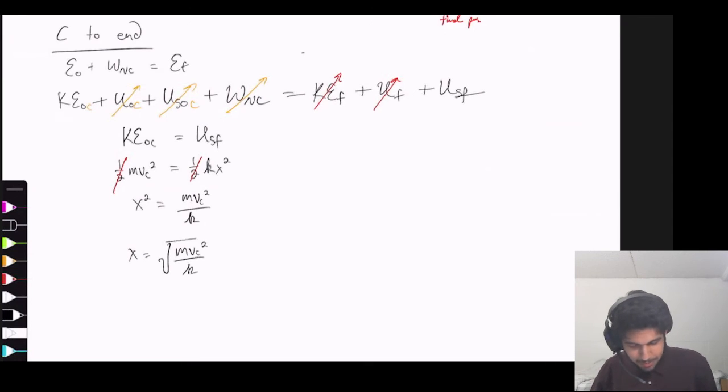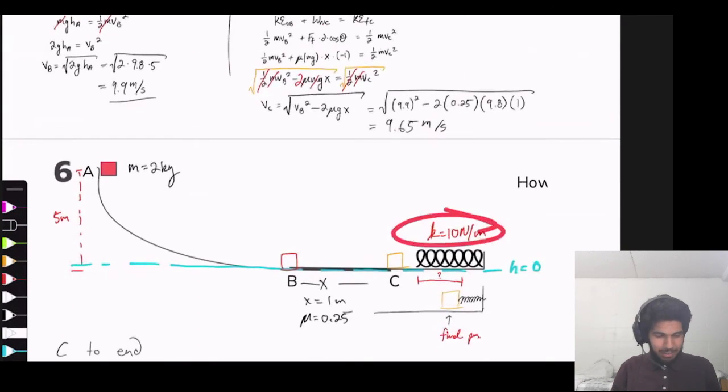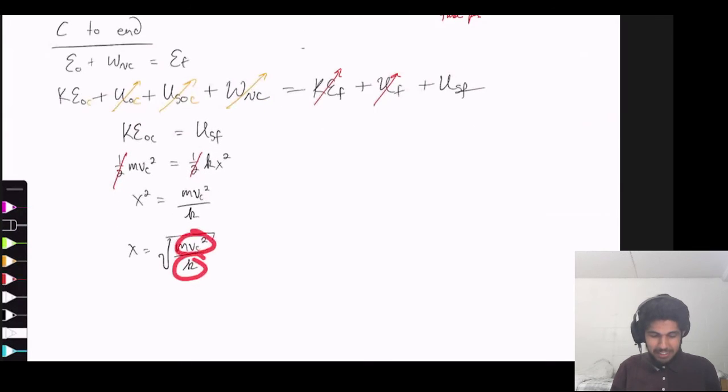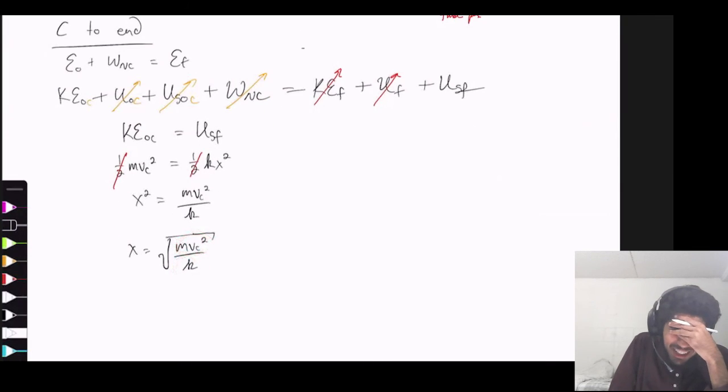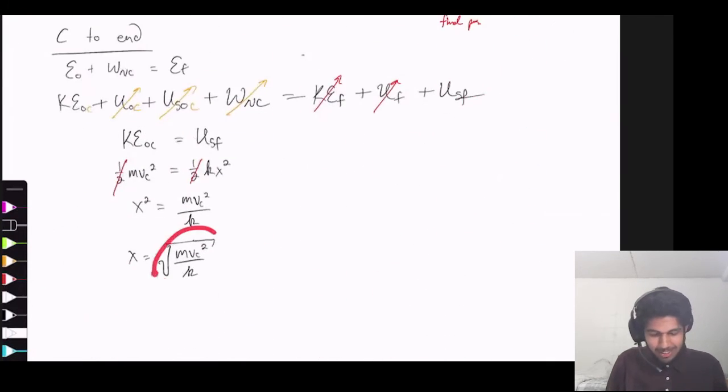And right now you're just hoping that we have all of these quantities so we can be done with this question. Do we have m? Yes. Do we have k? Yeah, we were given that. Do we have v sub c? And you might be like, oh no, we don't have that. But in fact we do, because we solved for that. From b to c, we said the velocity at c is equal to 9.65. So certainly we can solve for this.